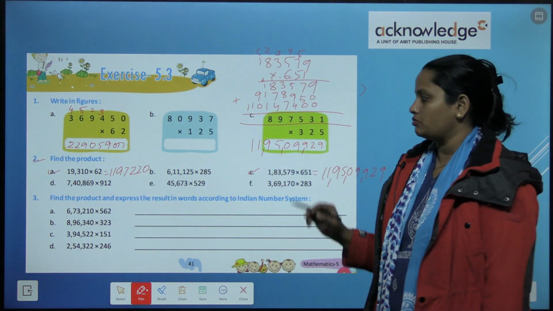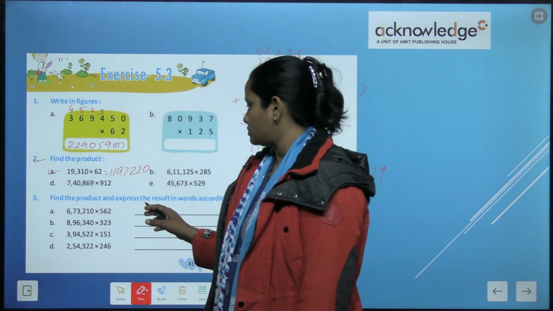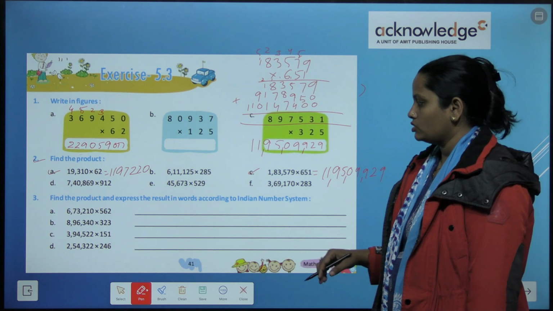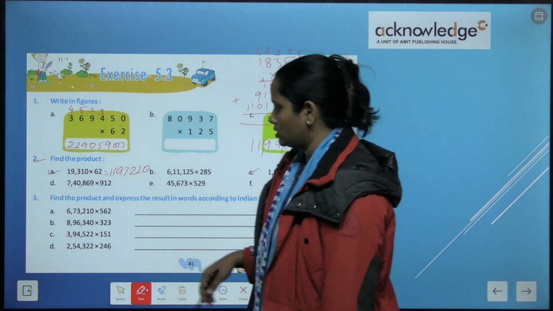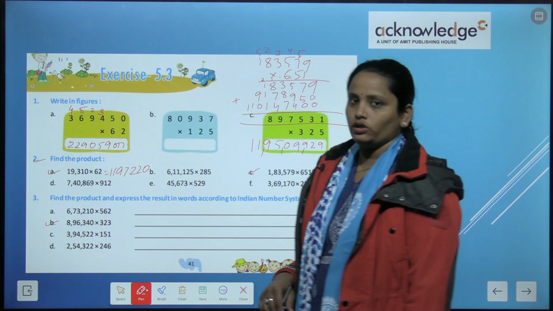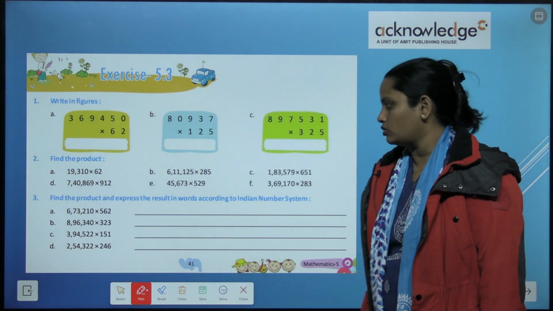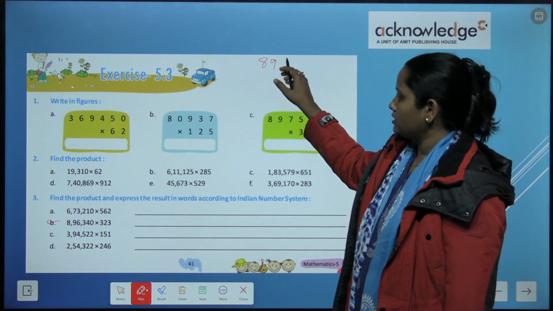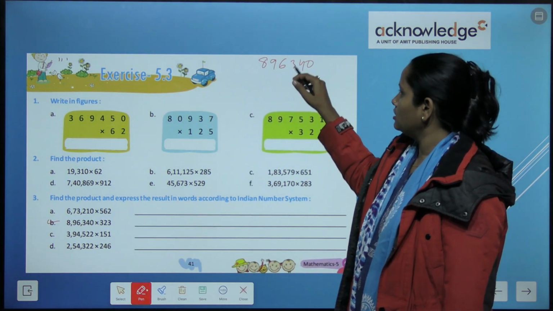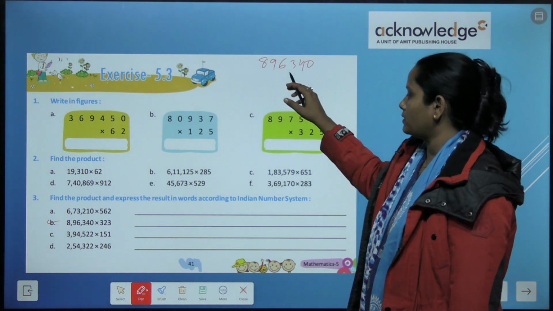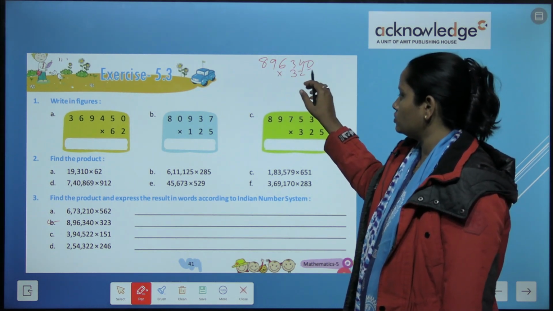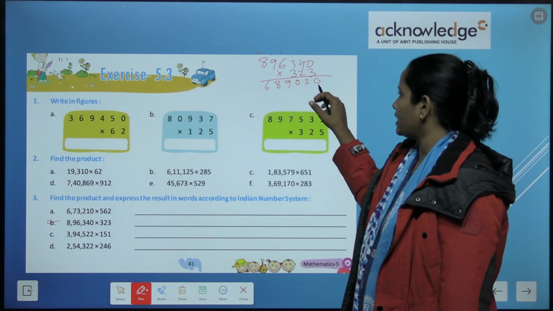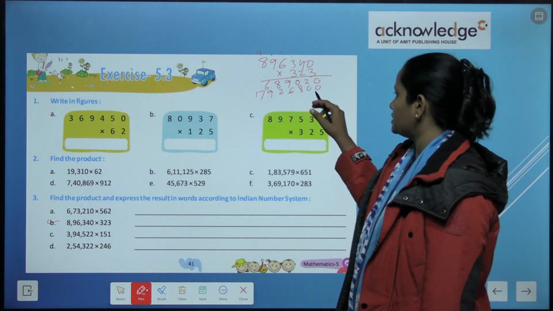Now let's move on to question number 3. Find the product and express the result in words according to the Indian number system. So let's do this question number B. I'm going to do only one, the rest you have to do on your own. So here the number is 896340 multiplied by 323. So first we will multiply by 3, now by 20, now again by 300.